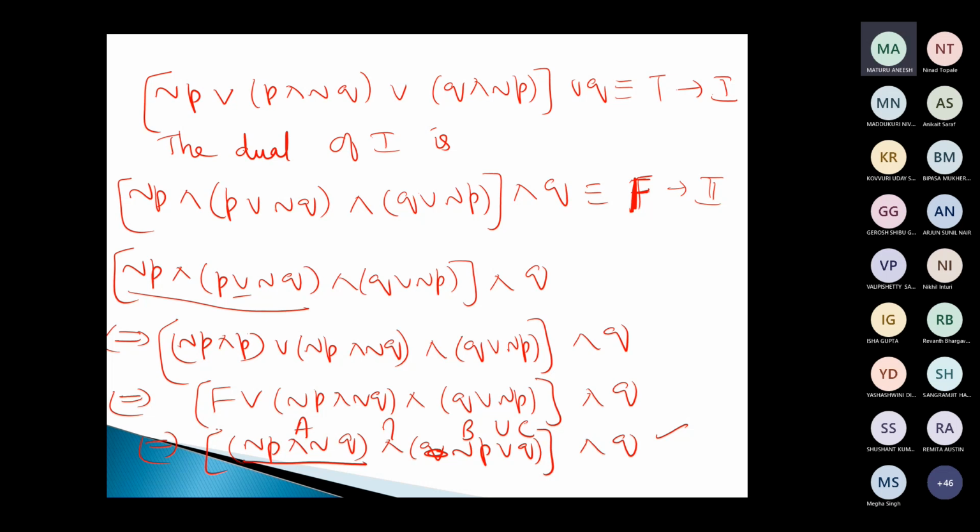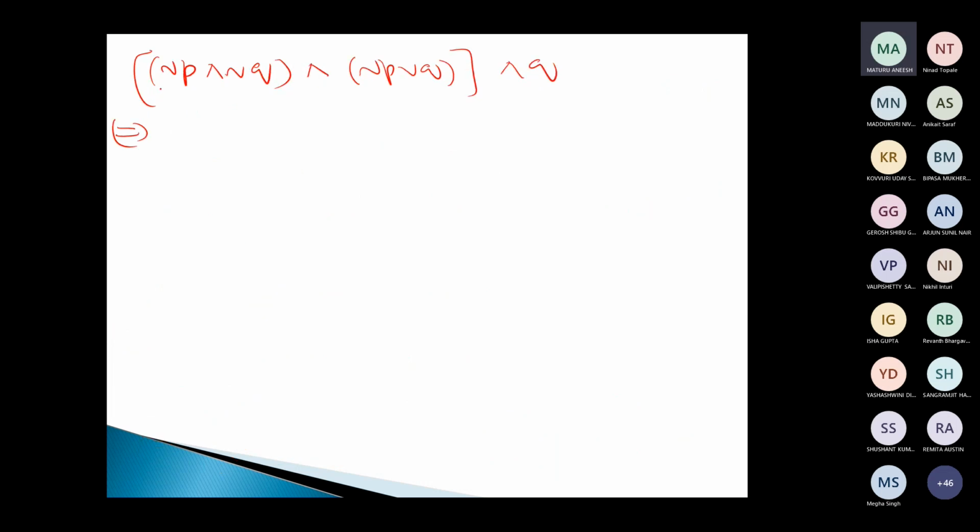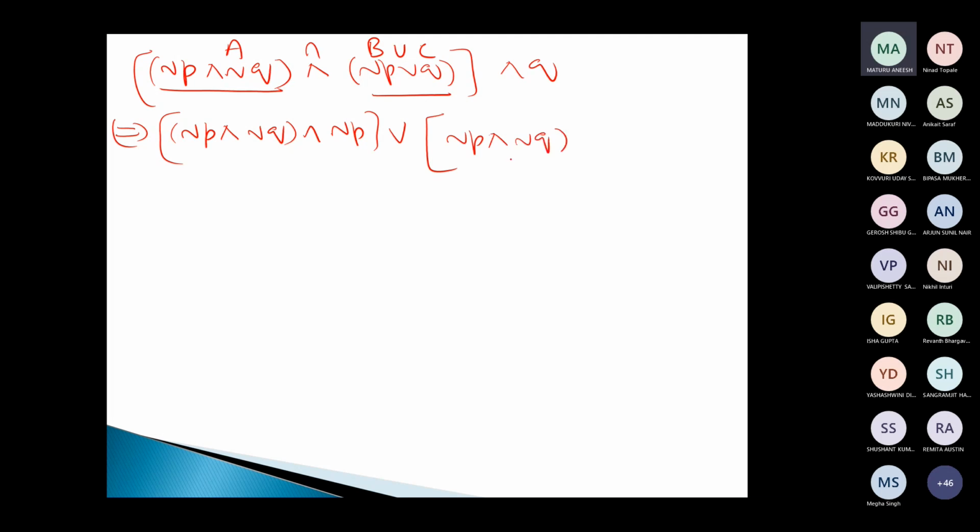Okay, now tell. As I told you, this is A intersection B union C. So what is A intersection B union C? A intersection B, B is not P. Union A, intersection. Then.